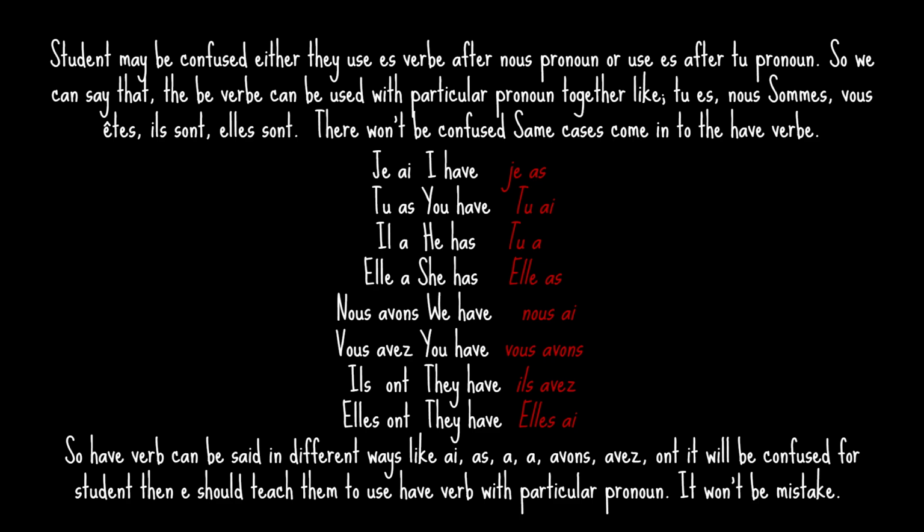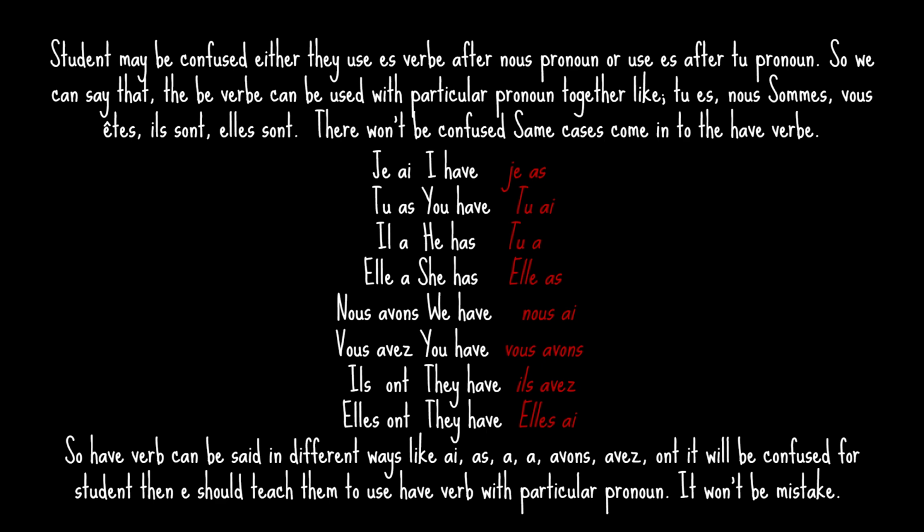Similarly, in have also, they have the same problem. J'ai, I have. Sometimes students use la. It is not correct. Sometimes they use vous et. It is not correct. So they're supposed to learn the subject pronoun with the have verb together. Then they just add the object and make the sentence. This is for the early learner.